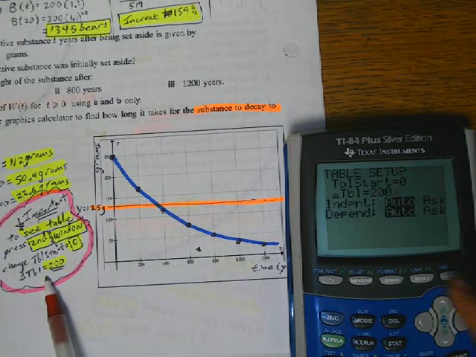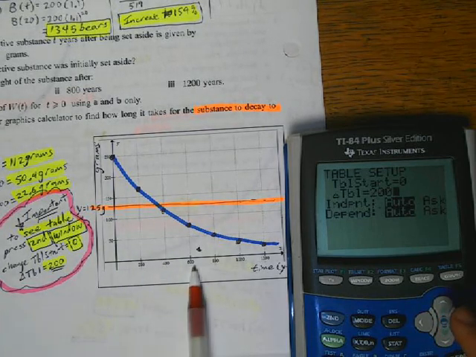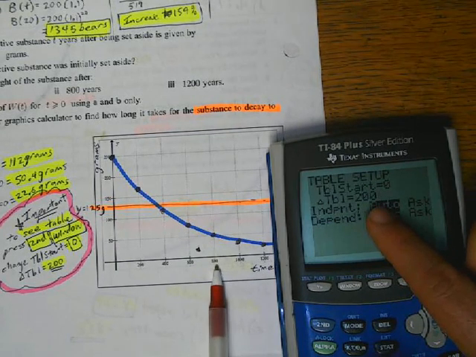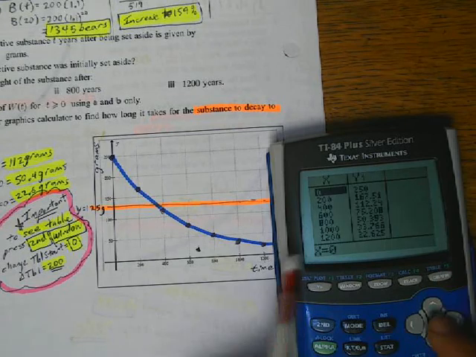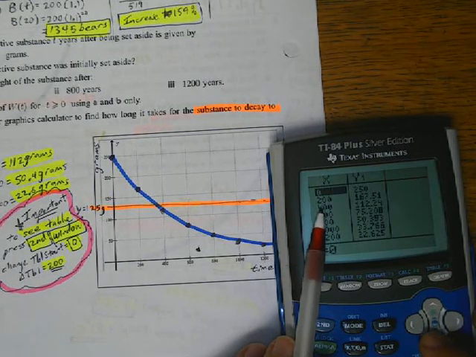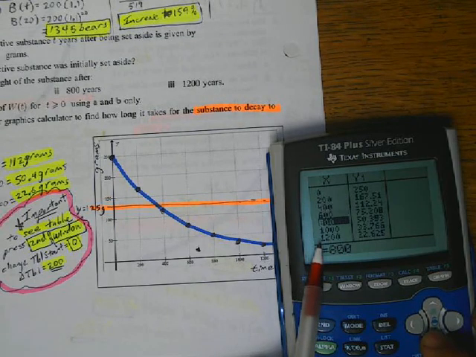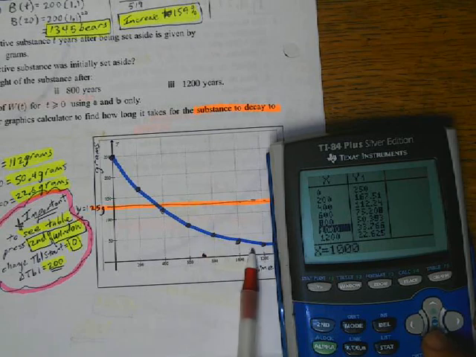The reason I do that is I want to get these points at 200, 400, 600, 800, and so on. So by changing delta TBL to 200, if I do second graph to get a table, now you can see that the table goes up by multiples of 200. Okay, and then I can take these points here and plot them on my graph to get a graph.